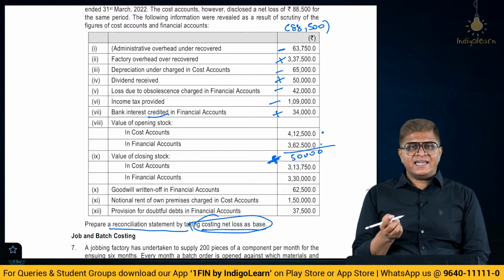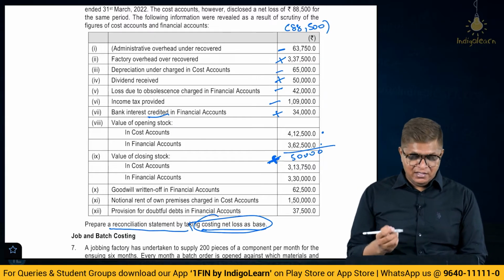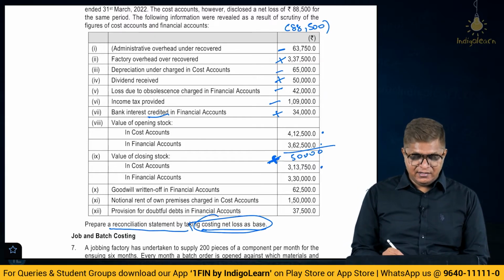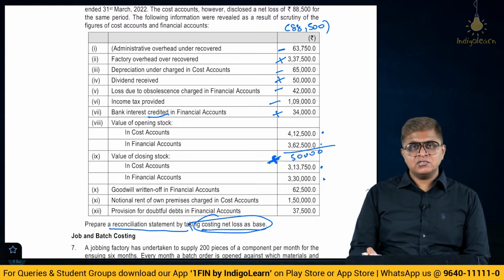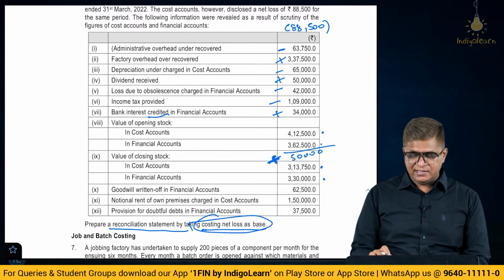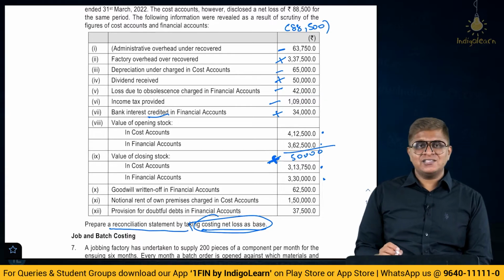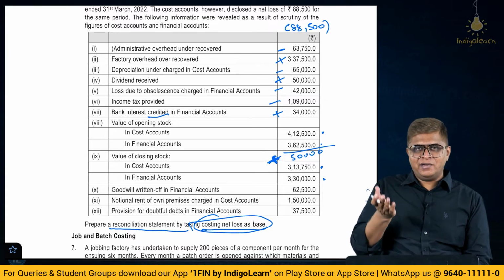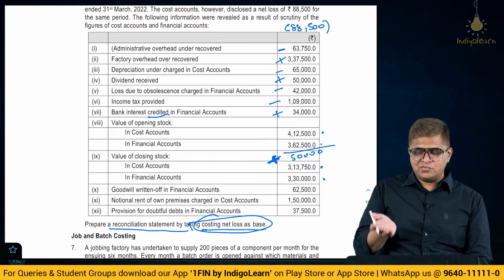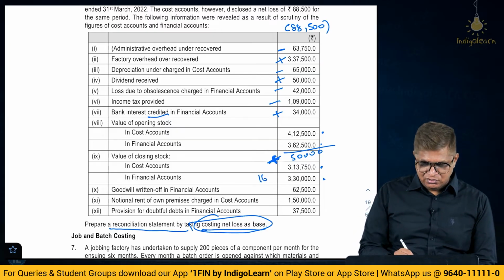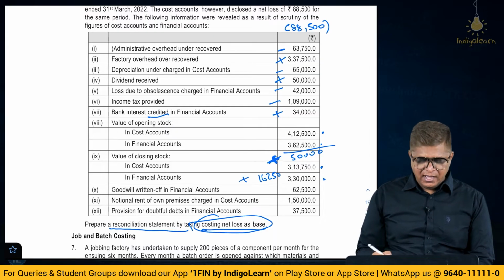Closing stock is always on the credit side. It is more like an income. In cost accounts it is 313,750. In financial accounts it is 3,30,000. So 3,30,000 minus 313,750. In financial accounts my costing valuation, my profit to that extent is more by 16,250. So that we need to add.